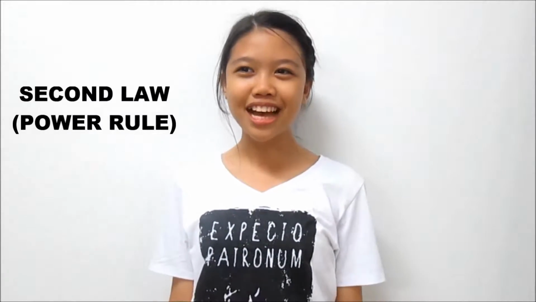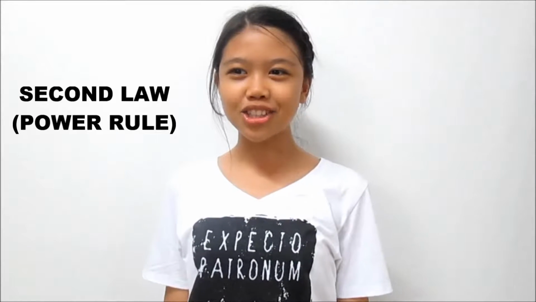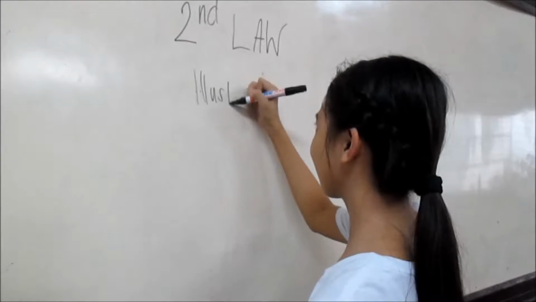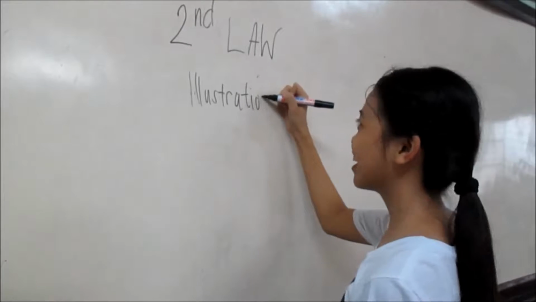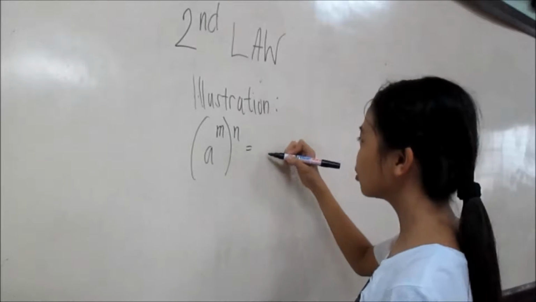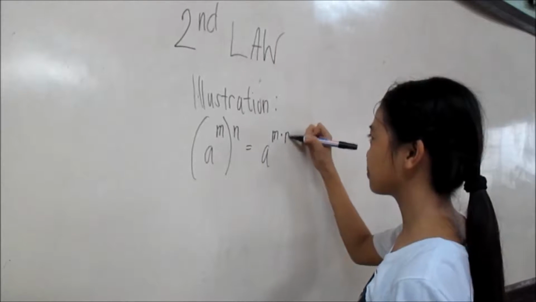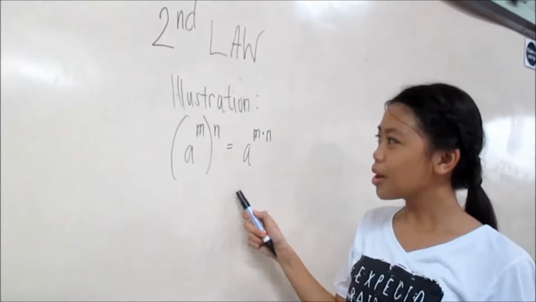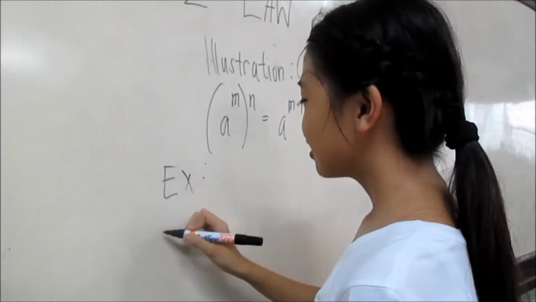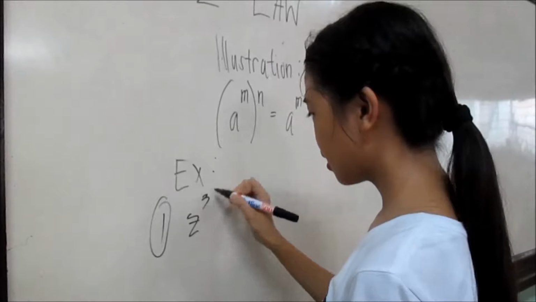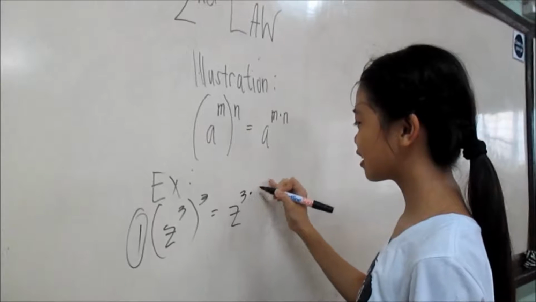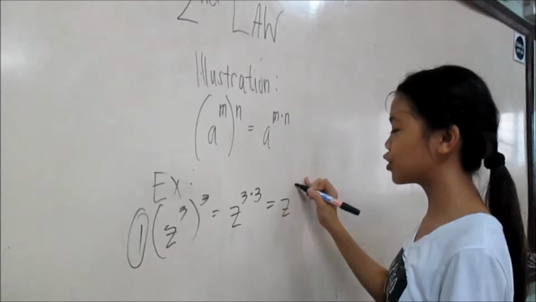Second law, the power rule, tells us that to raise a power to a power is simply multiplying the exponents. Here's the illustration. a raised to m, raised to n, is equal to a raised to m times n. It means that you're just going to multiply the exponents. For example, z cubed raised to 3 is equal to z raised to 3 times 3, which equals z raised to 9.